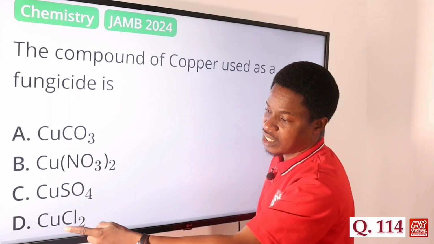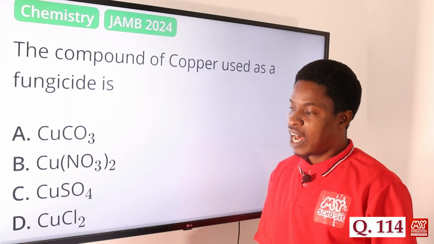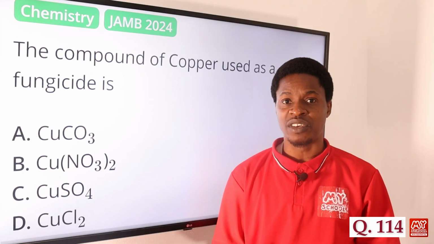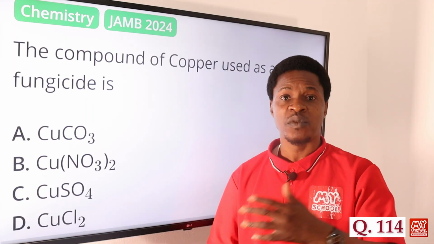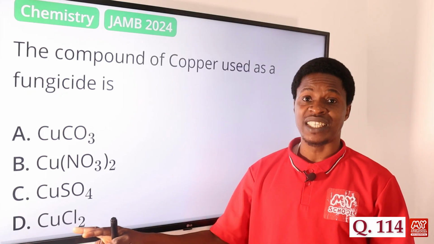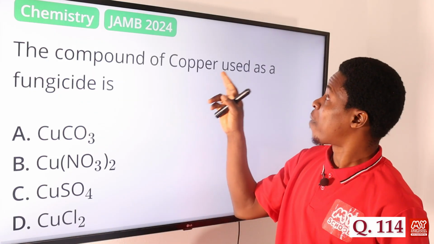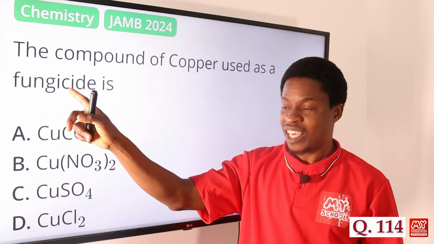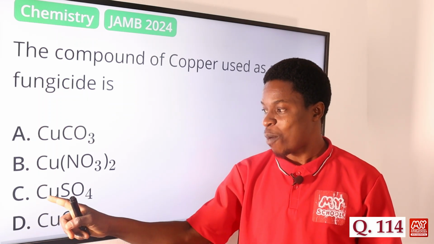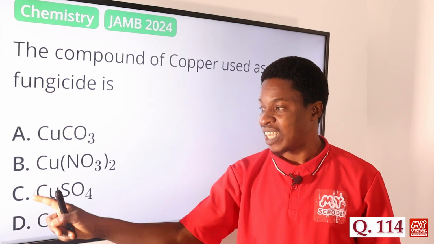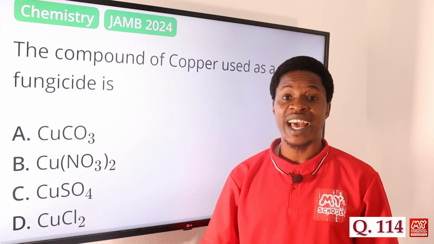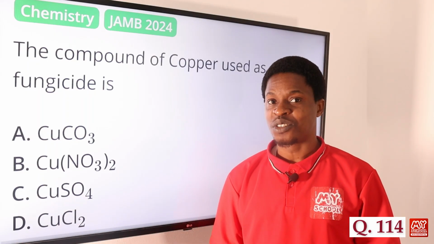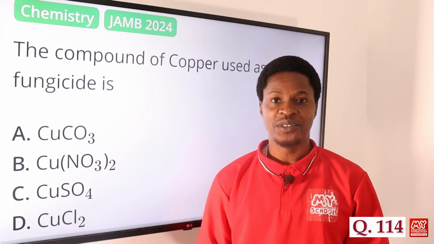And option D says copper chloride. Copper chloride is used as a mordant in the textile industry where clothes are being made. So the question says the compound of copper used as a fungicide is actually option C. Copper sulfate is what is used in killing or treating fungi and algae in agriculture. So the correct answer is option C.